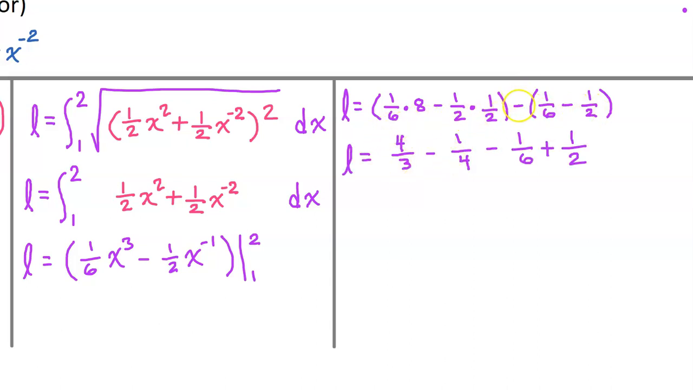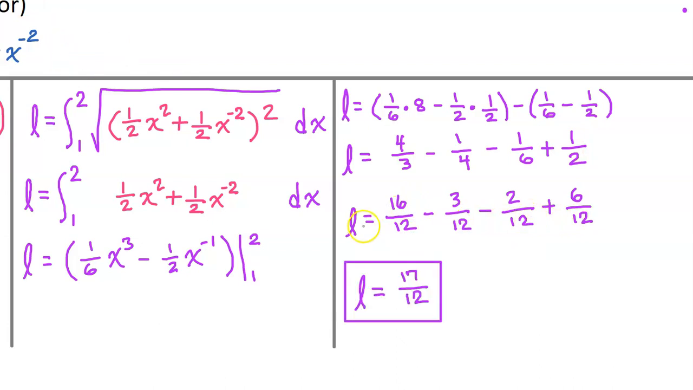Simplifying a little bit and distributing this negative sign gives us this. Forming like denominators gives us this. And combining like terms gives us this for the final answer. This is the length of the curve from 1 to 2. Of course, on a free response question, we could have stopped here. We did not need to simplify our answer.